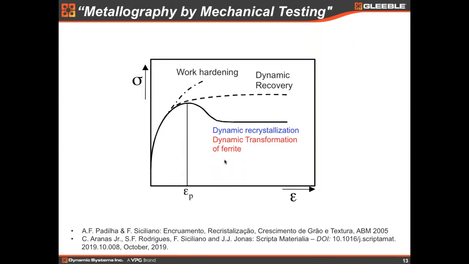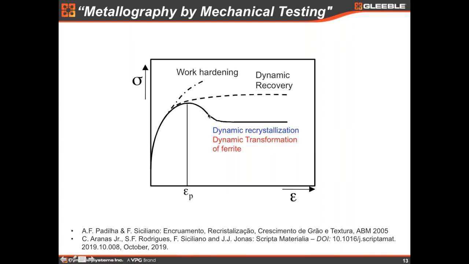We have here again this stress strain curve where we can identify the softening mechanism, or if there is a softening mechanism. So we have here the stress strain, and the work hardening curve is this one that goes continuously up. If you have some mechanism of softening, for example, dynamic recovery during the deformation, that's why it's dynamic, it goes to a flat plateau once we have an equilibrium of dislocations generated due to the application of the strain and dislocations annihilated by recovery, or by dynamic recovery. So we have this plateau.